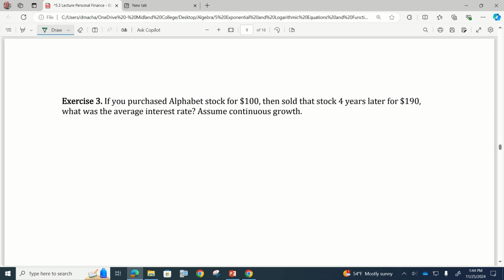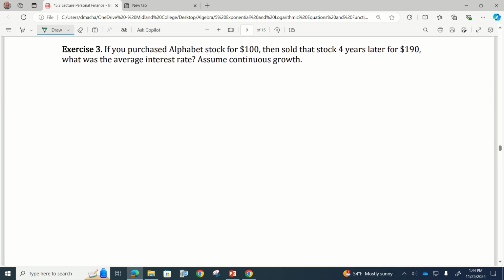In exercise number 3, it asks, if you purchased Alphabet stock for $100, then sold that stock 4 years later for $190, what was the average interest rate? Assume continuous growth. Okay, I see the word continuous, so I'm writing down this formula. The question is asking for M, P, R, or T. R. My question is asking me for R. So everything else should be given.